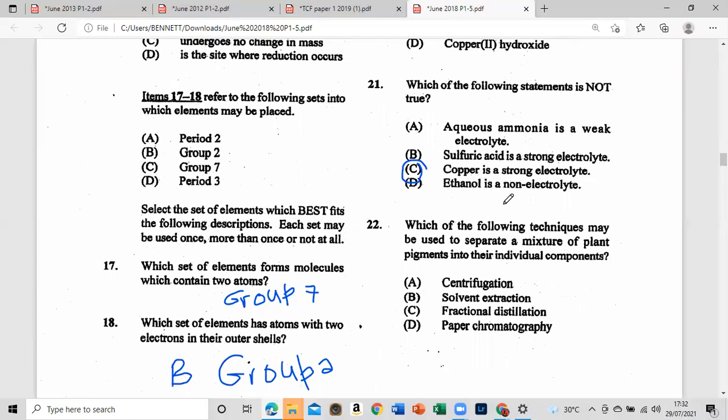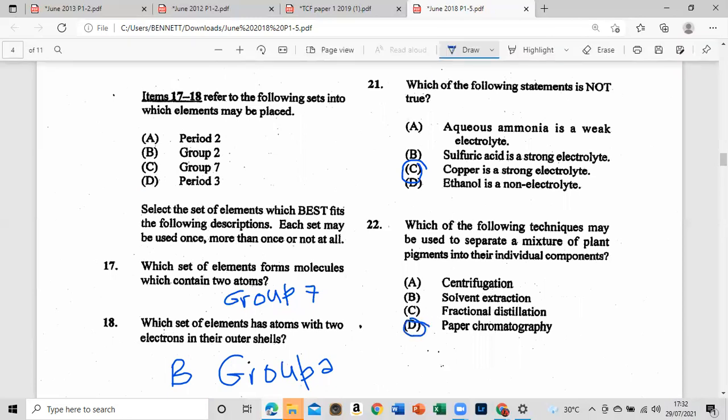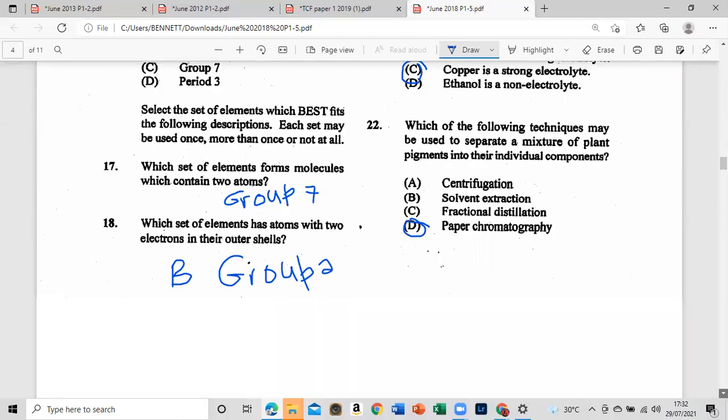22, which of the following techniques may be used to separate a mixture of plant pigments into their individual components? And that is D, paper chromatography. All right. Let's move on to 23. So far, so good.